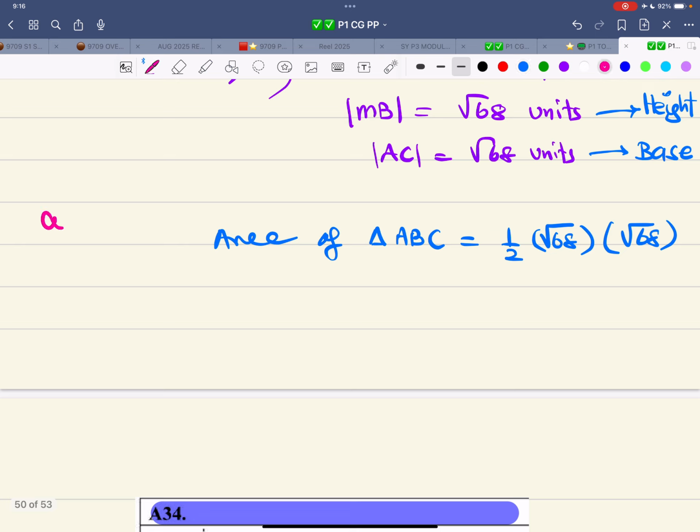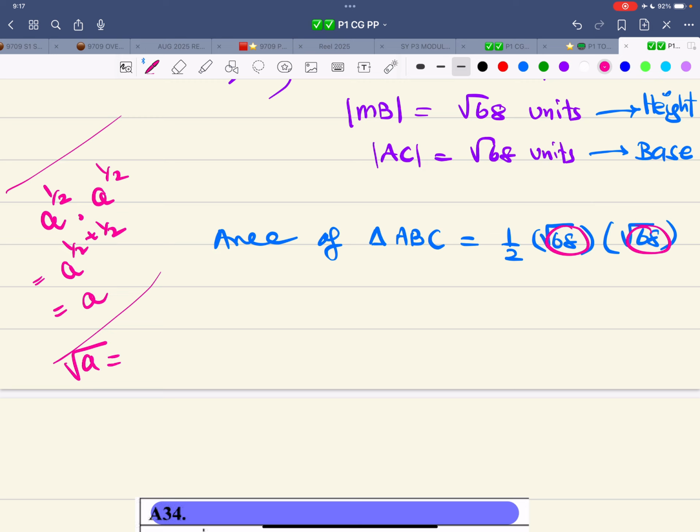Indices is a beautiful chapter. A raised to power of half into A raised to power of half, that is a half plus a half, which comes out to be A. So this thing inside is like A, this thing inside is like A, and square root means A raised to power of half. So therefore this is half into root 68 into root 68, that is half of 68. This comes out to be 34 square units. That is the area of this particular triangle.